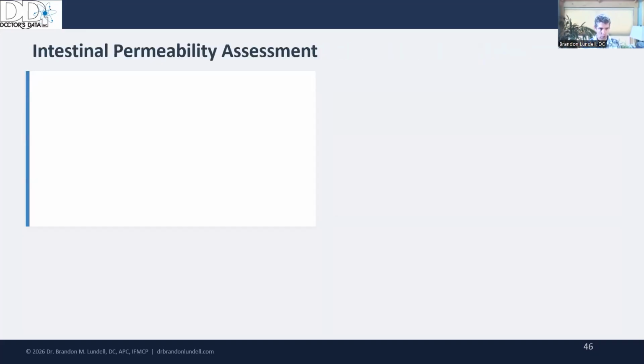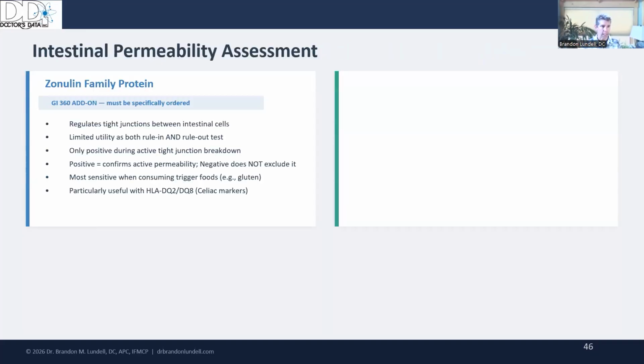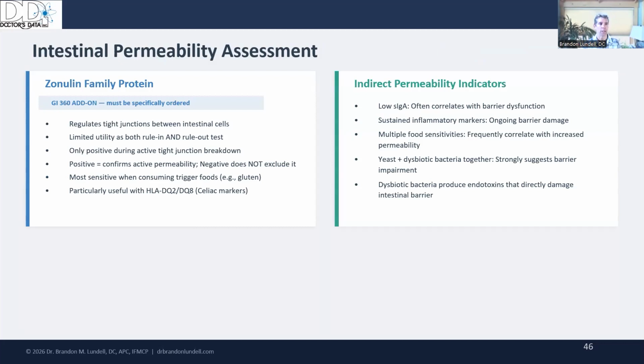Okay. Intestinal permeability testing: zonulin is an important piece. It's a rule-in test, but not a rule-out test. If zonulin is elevated, there's almost always active autoimmune, active leaky gut, active breakdown, but it could be short-lived. So if zonulin's high, it's good to treat and then retest to make sure that you've actually treated it.